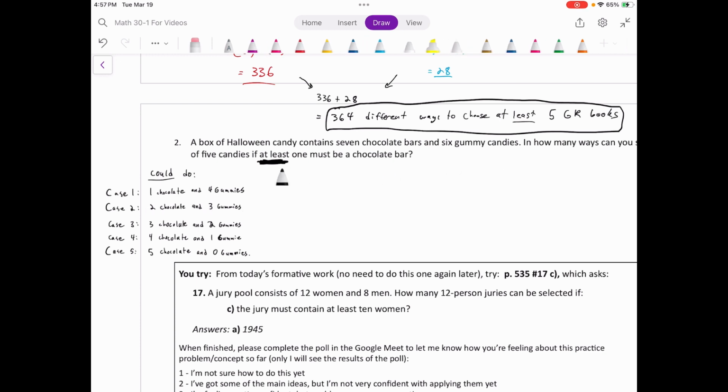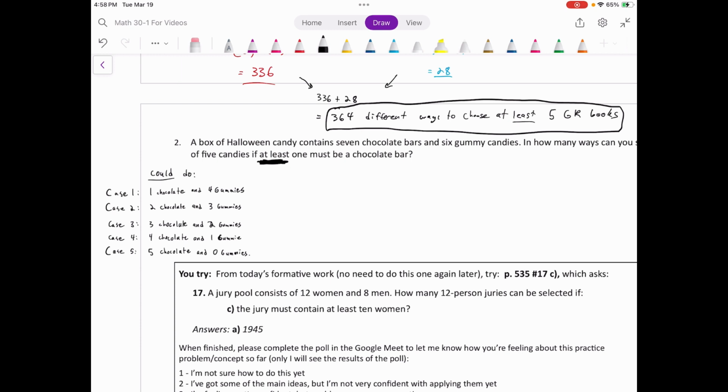Because we're choosing 5 total, we could do 2 chocolate, 3 gummies; 3 chocolate, 2 gummies; 4, 1; 5, 0, right? That's totally possible. 5 different cases to think about. We would do 7 choose 1 times 6 choose 4, because there's 7 chocolate bars, 6 gummies, right? And then 7 choose 2 times 6 choose 3, and on and on all the way through, and then add those all up.